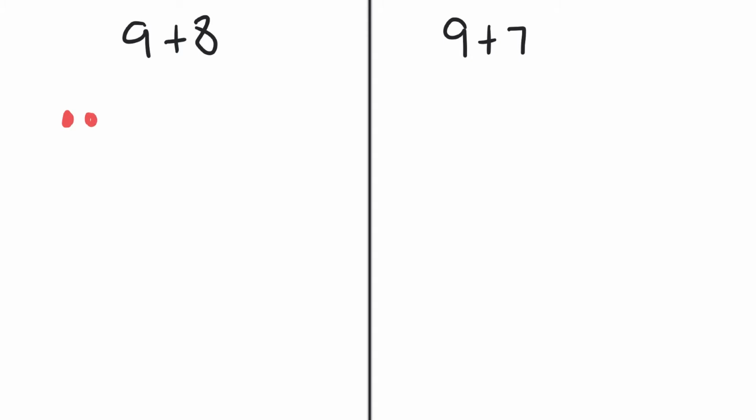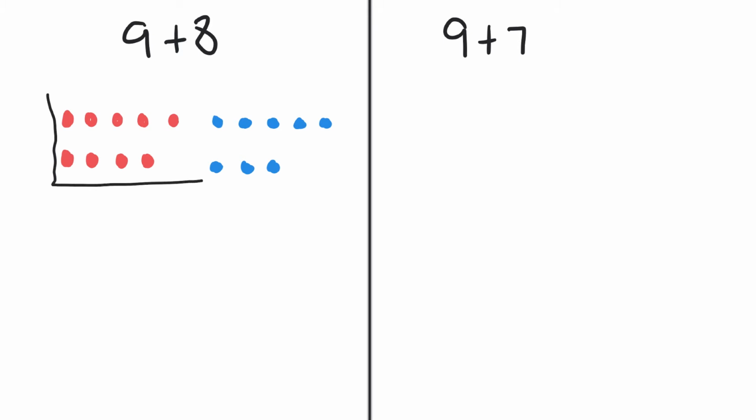So I'm going to go 1, 2, 3, 4, 5, 6, 7, 8, 9. And now I'm going to show my 8 dots. 1, 2, 3, 4, 5, 6, 7, 8. Next, I need to make a group of 10. So I'm going to go ahead and circle a group of 10. All right, there's my group of 10. Now I can put down 10 plus, and then let's see what I have. I have 1, 2, 3, 4, 5, 6, 7.